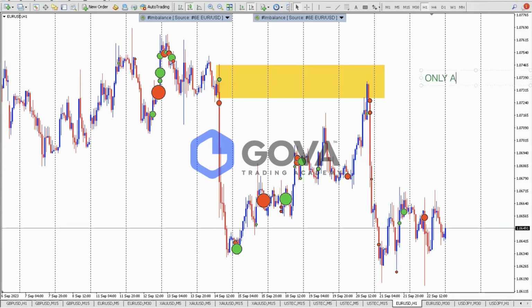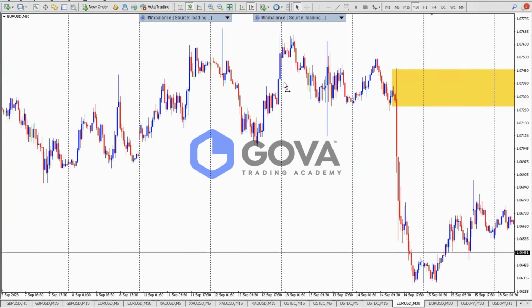Only an institutional order flow trader knows what is going to happen in the market next week or next month or next year. Do you understand? So you guys need to start understanding how big banks trade.